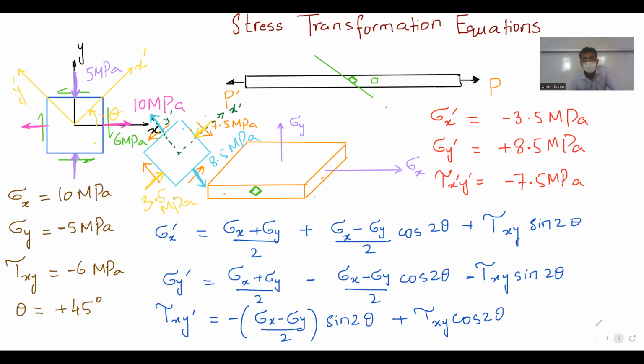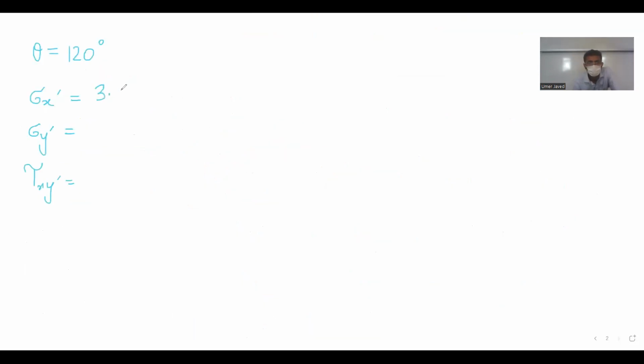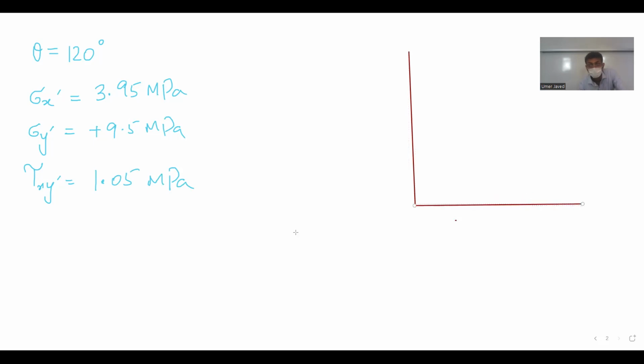3.95. Okay, good. So a student has told us 3.95 megapascal. And then we have positive 9.5 megapascal. And then we have tau x prime y prime 1.05 megapascal. How many students agree? Now at theta 120-degree angle, make the element on your pieces of paper. This is not straightforward. You have to use the imagination quickly. Y, x, make x prime, y prime. So how would you do it?